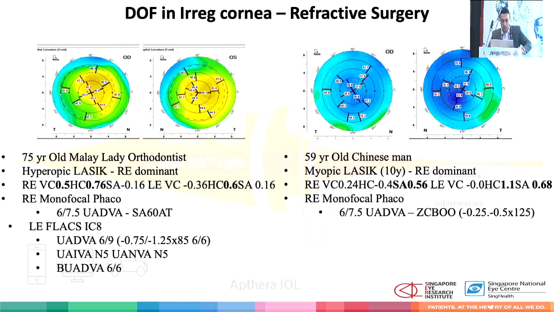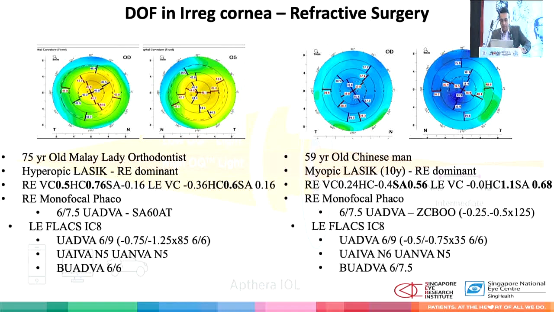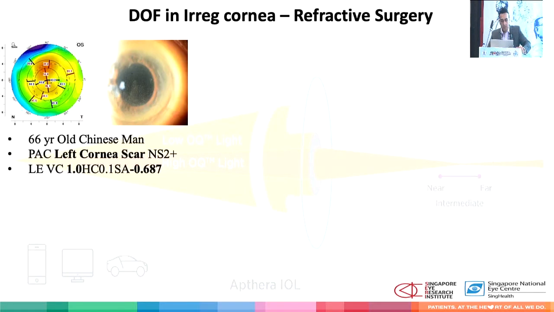The right eye, I put a monofocal lens in now to reduce the spherical aberration, so I used a ZCB00 lens. The left eye basically I put an IC8, and again, much better unaided distance vision than you'd expect, but good intermediate and near vision, and binocularly very happy with 6/7.5. These are some of the other cases.